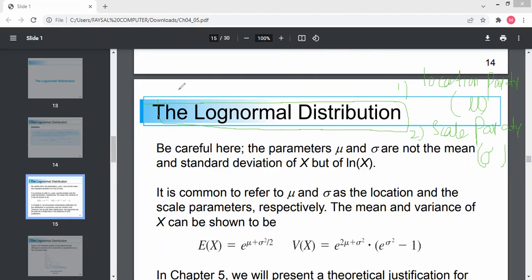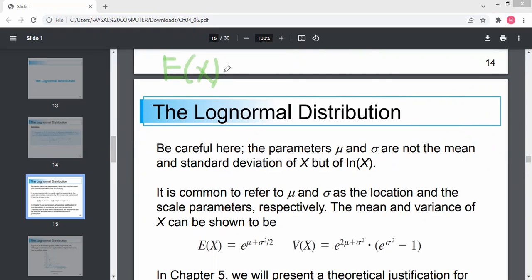Let us say that my system value is E of X. So E of X for the log normal distribution will be e to the power mu plus sigma square divided by 2. Mu is my location parameter, and sigma is my scale parameter.